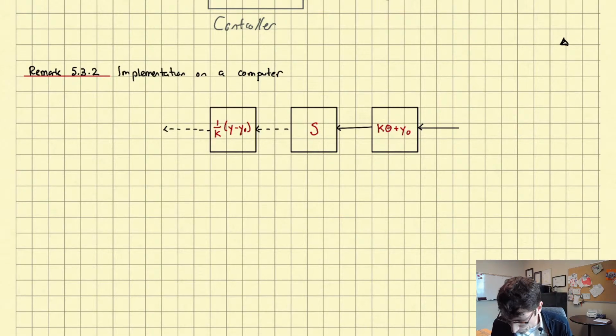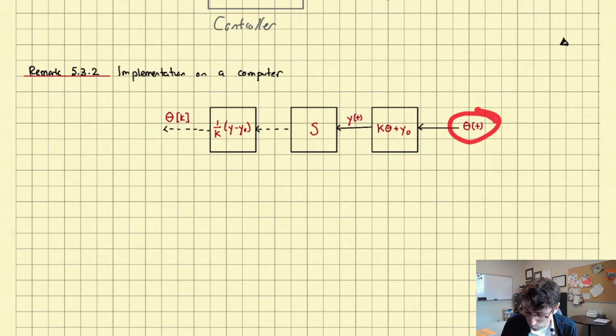Okay, so this, of course, we said was theta of t. This is y of t. And in the way I've drawn it, we have the same k and the same y naught in both blocks, so this will be theta of k. So what we will get is that theta of k is going to equal theta of t, right? Exactly at the sample instance. Of course, theta will change in between samples. That's not going to get reflected over here. But at least at the sample instances, we get the cancellation, okay?